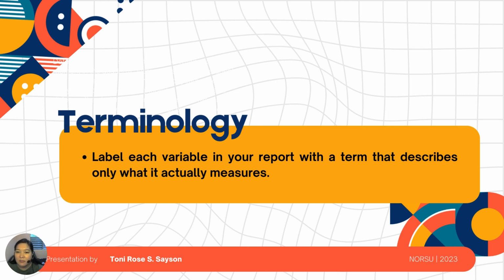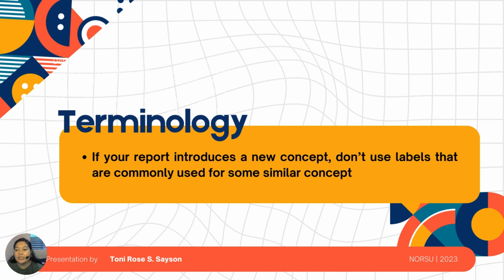Okay. Now the second one is, if your report introduces a new concept, don't use labels that are commonly used for some similar concept. When readers see a familiar term, they expect that term to have its usual meaning. So if the meaning that you intend is not what you used, then of course the readers will be confused, so you have to use another term then.